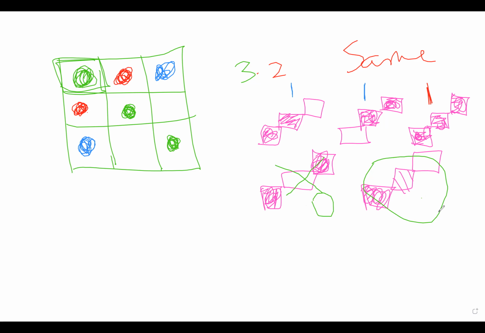So how many different arrangements do we have when these 2 are the same color? We have 1, 2, 3. So far we have 3 times 2 times 3, or 18 possible boards that we've made so far, right? So up to this point, we now have 18 possible boards.